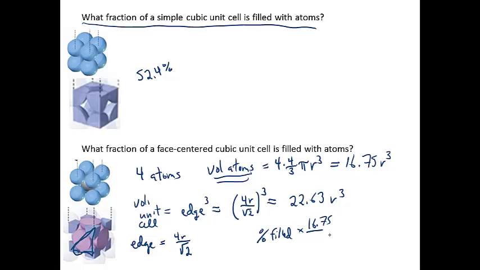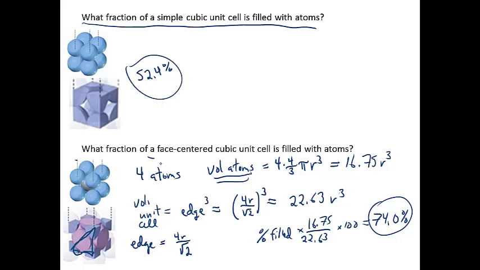So the percent filled is equal to 16.75 divided by 22.63. The r cubes will cancel, times 100. It comes out to 74.0%. Notice that this is much higher than we had there. It is what you expect because the face-centered cubic unit cell is what's called closest packing, so the greatest volume of the unit cell should be filled.